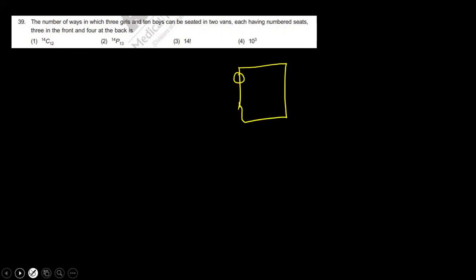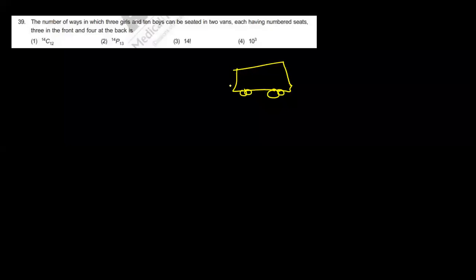This is the van here. Front side, how many seats are there? 3. Back side, there are 4. How many vans are there? There are 2 vans. In each van, the front row has 3 seats, and the back row, the rear seat, has 4 seats. So how many ways can you arrange them? Total how many persons are there? 3 girls, 10 boys.